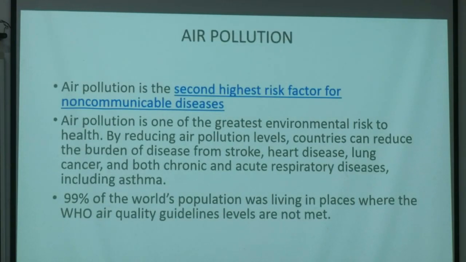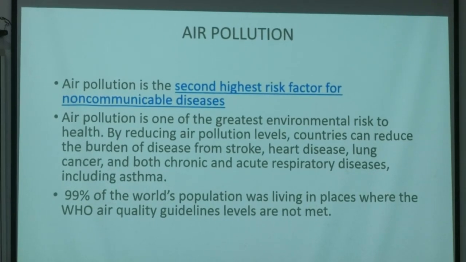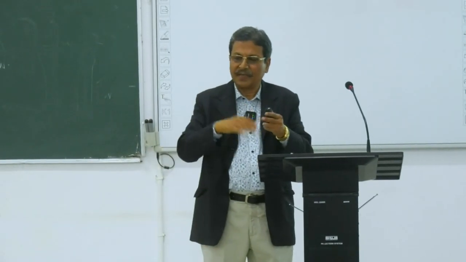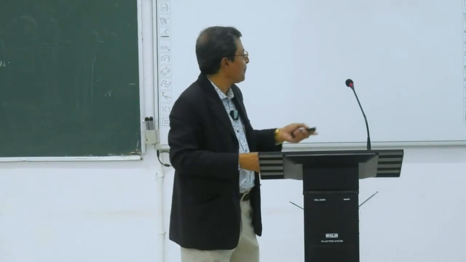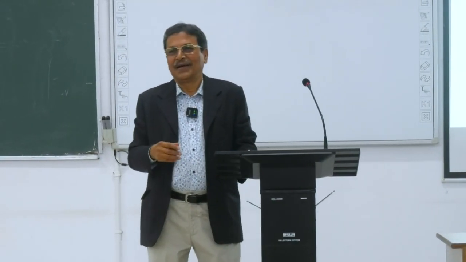99% of the world's population are living in places where WHO air quality guidelines are not yet met. You see in every newspaper, there is an air quality index. So this air quality index level is not maintained in most of the areas. In Calcutta also, but it differs from area to area. In Delhi, it is very high sometimes. Bombay and Chennai are not that bad, the sea is very nearby. Calcutta sometimes becomes very high. So almost 100% of the world population is living where the WHO air quality guidelines are not met.